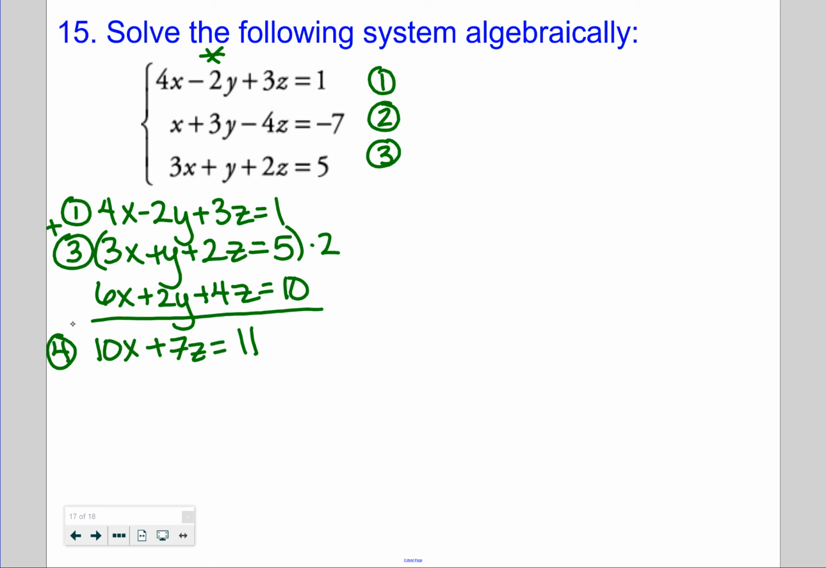We're going to repeat the process again, pair up 2 more original equations, but you have to get rid of the y again. So this time I'm going to pair up equation 2 and 3.